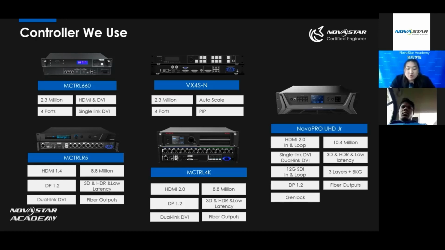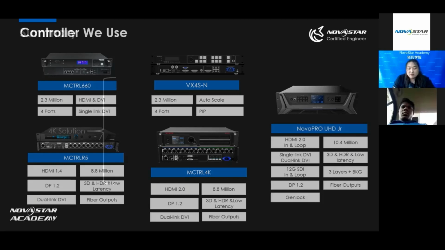And also the Nova Pro UHD Junior supports 3 layers plus 1 BKG. Actually, BKG means the background. Yes, background. Also the 3D, HDR, low latency, and also the fiber. So we could say we have shown lots of products to you guys, which means you could choose the one that really fits your project.